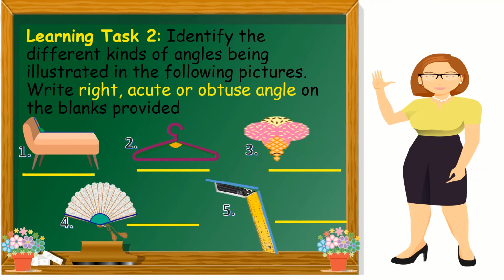Okay, children, can you now identify the kinds of angles being presented by the pictures? If it is okay to you, let us answer this. For the first picture, it is obtuse angle. For the next one, acute. For the third one, it is also an acute angle. For the fourth one, obtuse. And for the last picture, it is a right angle. Fantastic!